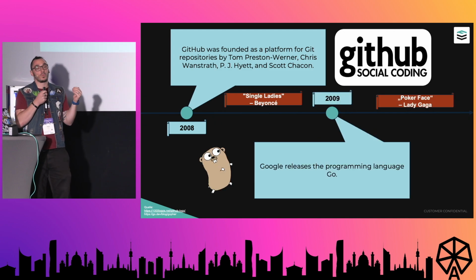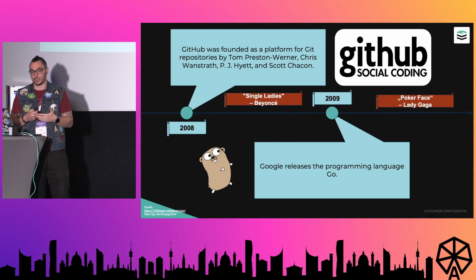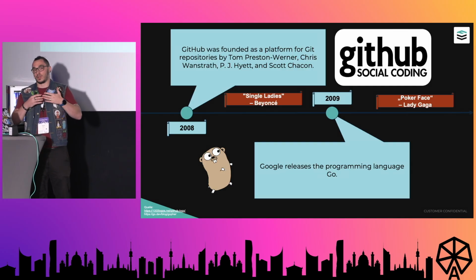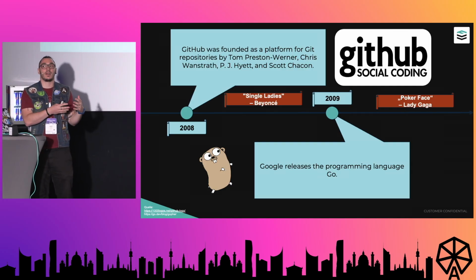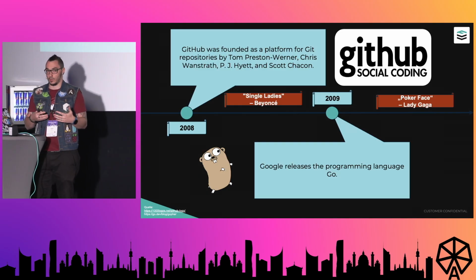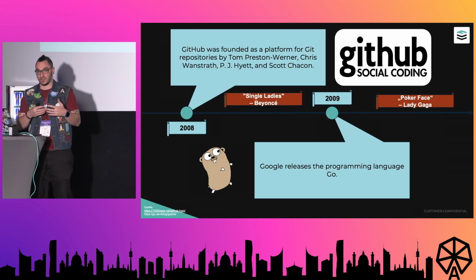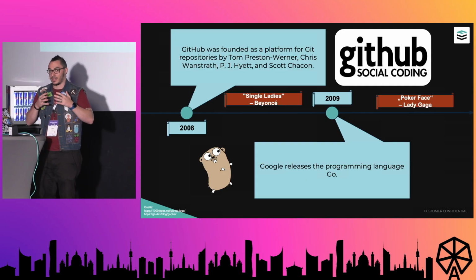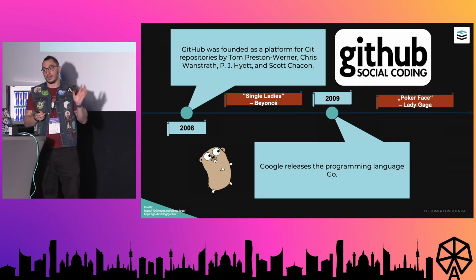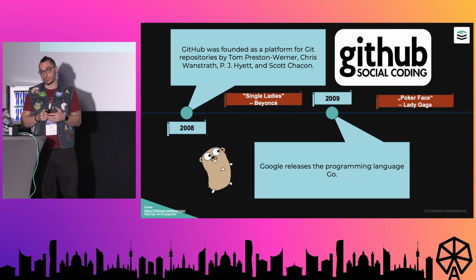Then 1 year later, Google released the Go programming language. And this is actually a milestone for cloud native as we know it today, because pretty much all of the server-side and CLI-based tools that we have today are written in Go. Kubernetes, Docker, you name it. 95% of everything that's on the CNCF landscape is written in Go.